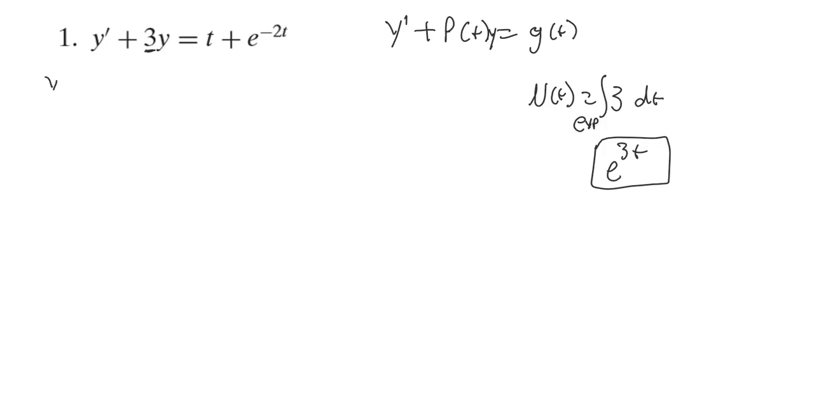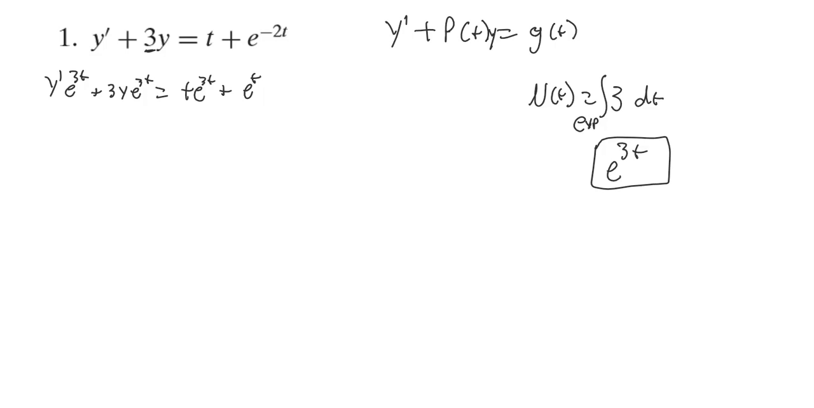So this would be y prime e to the 3t plus 3y e to the 3t, and then it's going to be t e to the 3t plus e to the t, basically, because the 3 and the 2 will multiply each other and the exponents add, and then you'll just get e to the t.